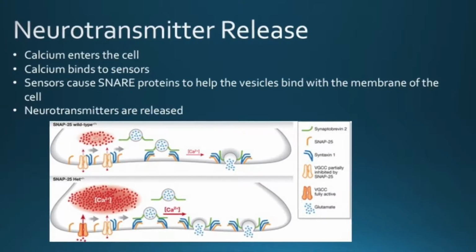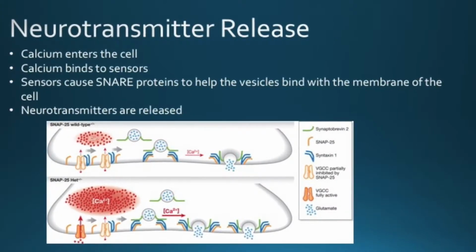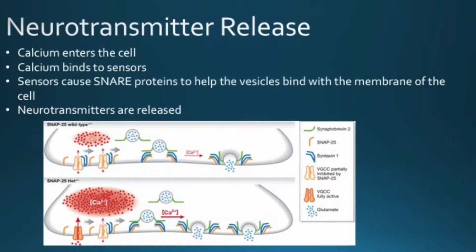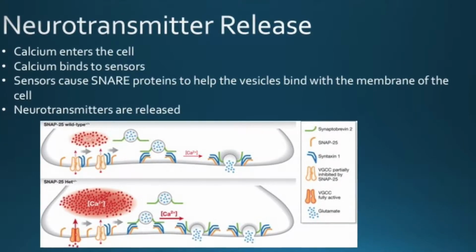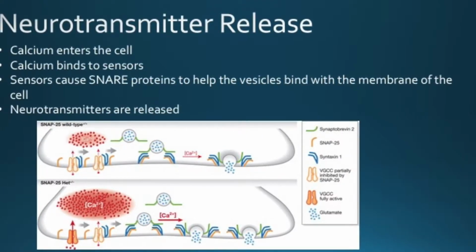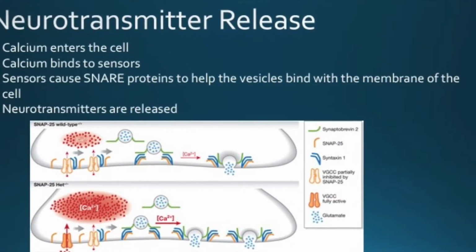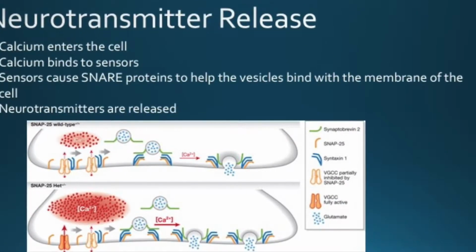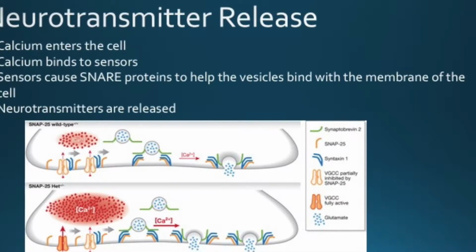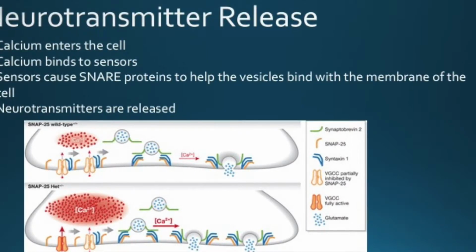The snare proteins that hold the synaptic vesicles to the membrane have a sensor that senses the presence of calcium. When the calcium binds to the sensor, the snare proteins cause the vesicles to fuse together with the membrane of the cell, and the neurotransmitters that were stored inside of the vesicles are then released into the synaptic cleft.